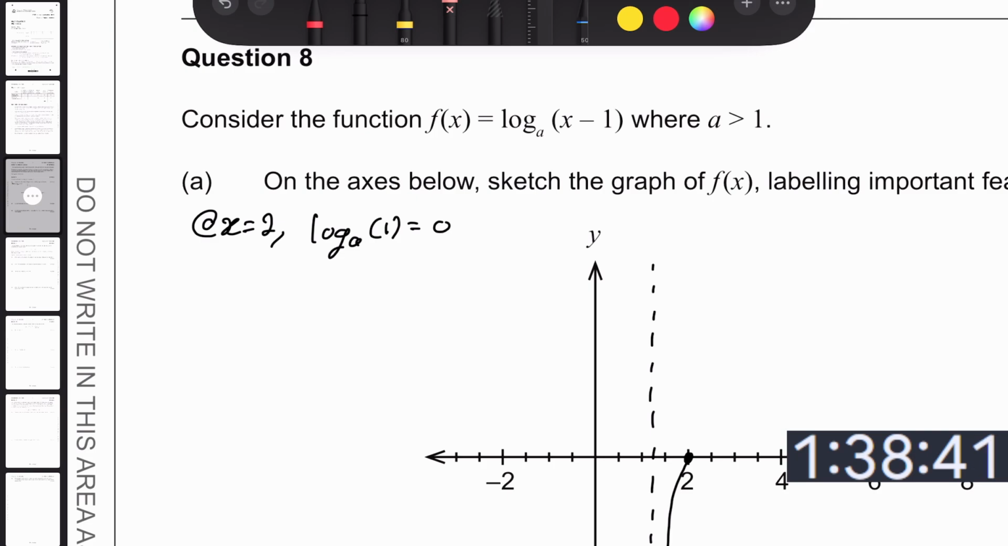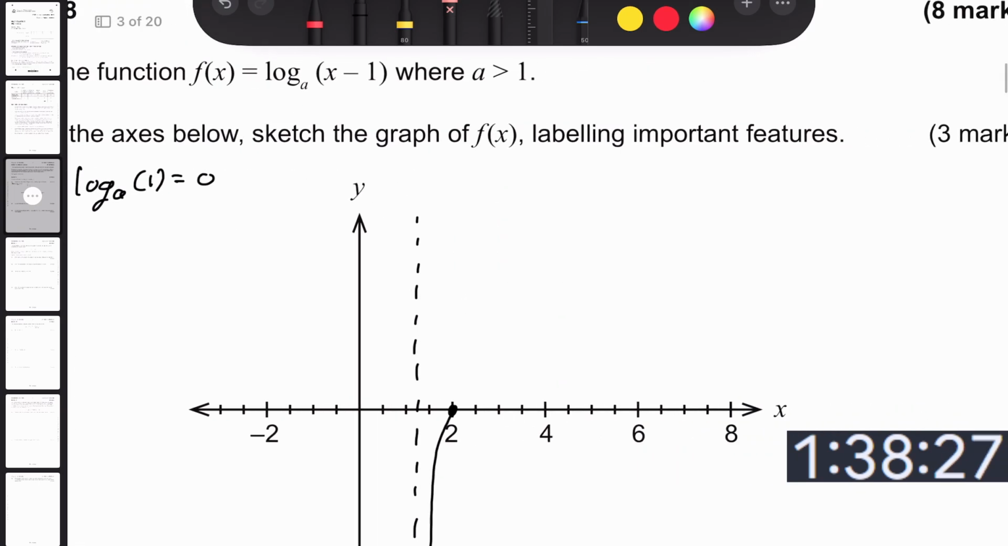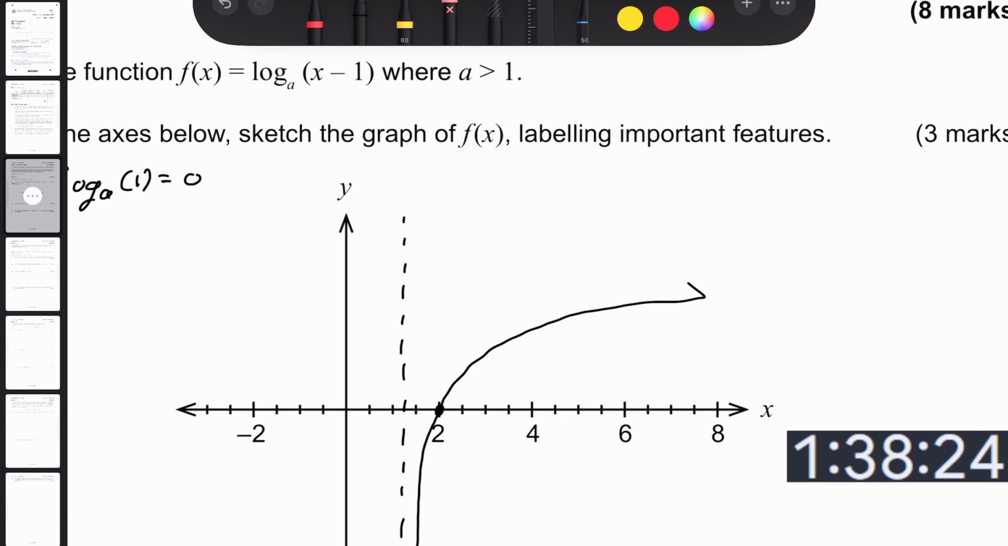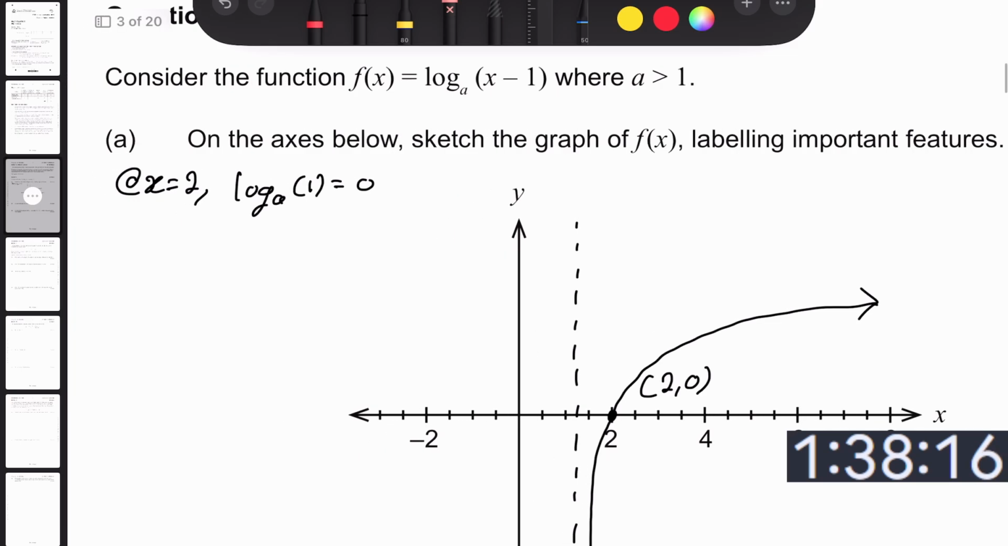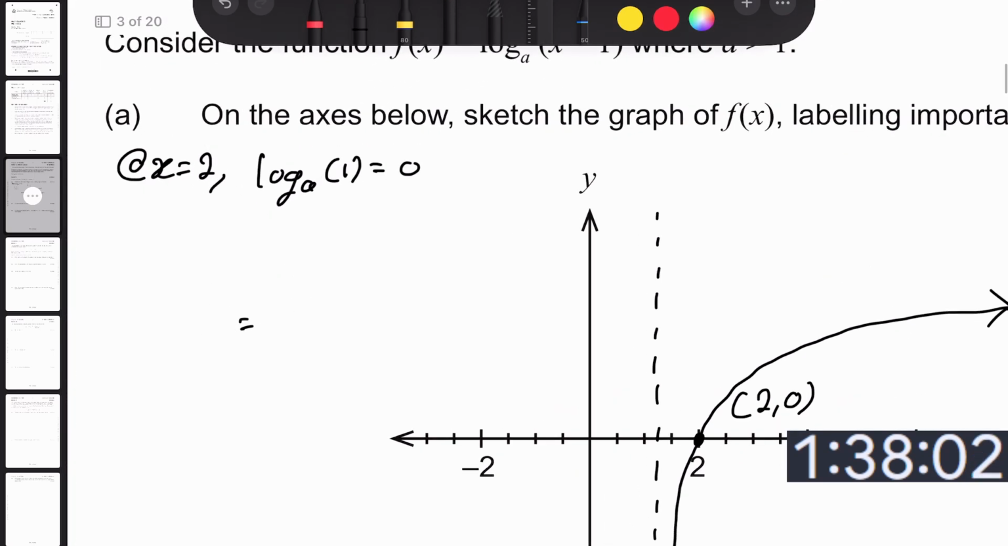And then at x equals, what else is there? I'm not sure what else there would be. 2, 0. I guess I could find it when it's equal to 1, but then the inside would need to be, so x minus 1 would need to equal a, so x would equal a plus 1. So yeah, okay, let's say that's it.